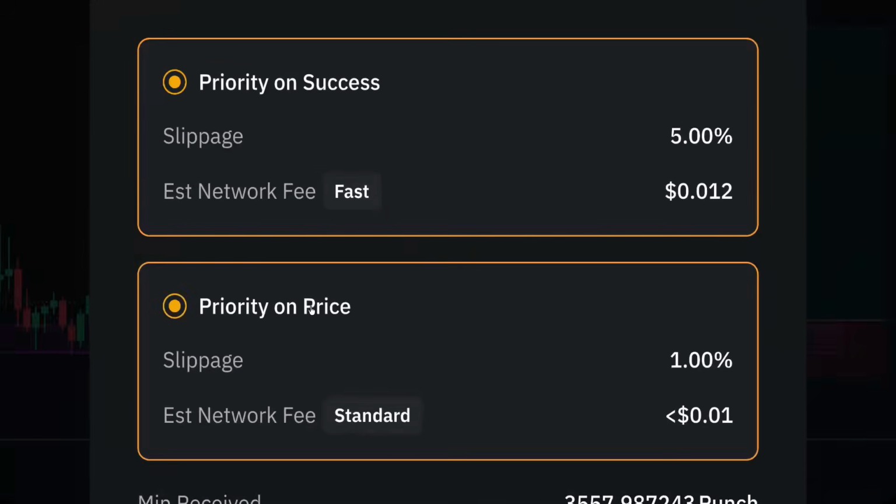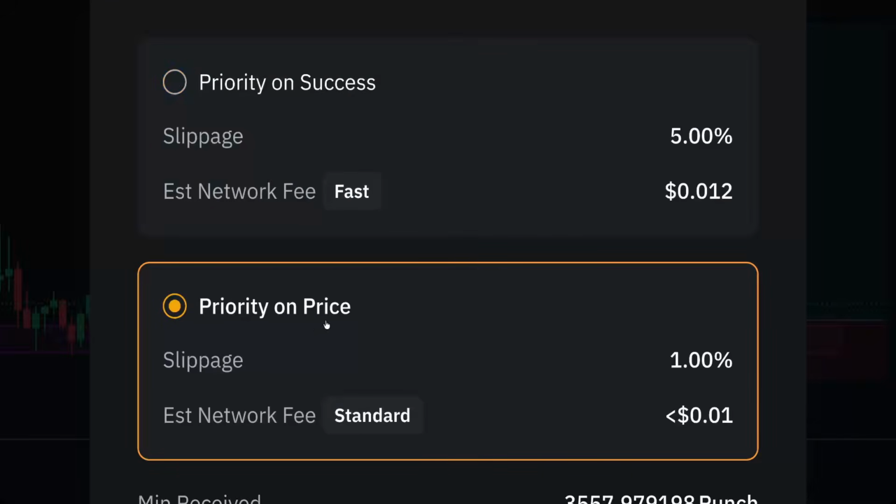I always use priority on price, because if you say priority on success, the slippage here will cost about 5%, and we don't want that, right? What it means is your trade will be executed almost immediately, and then you're going to be paying a very high fee, and then the slippage too will cost too much. So we'll go on priority on price.